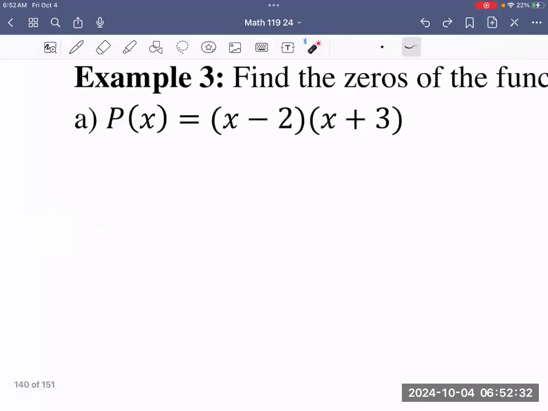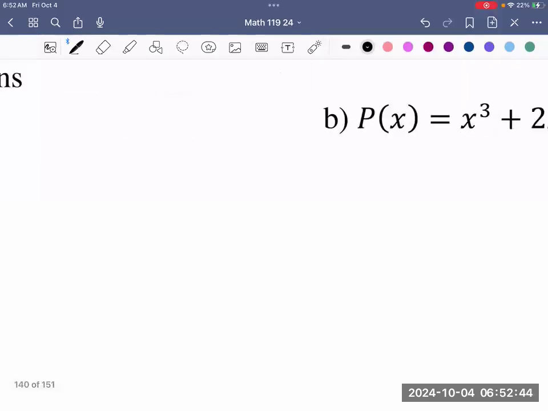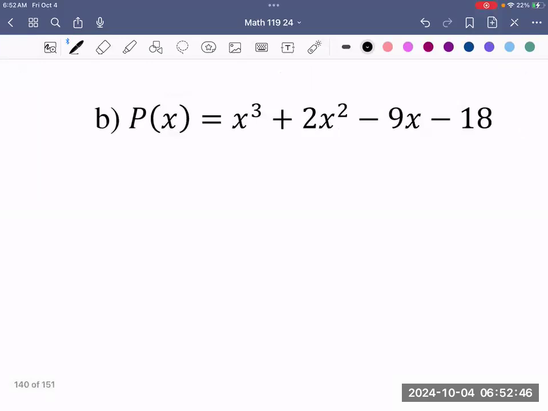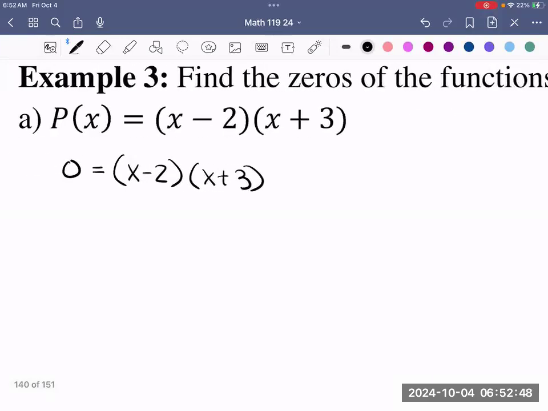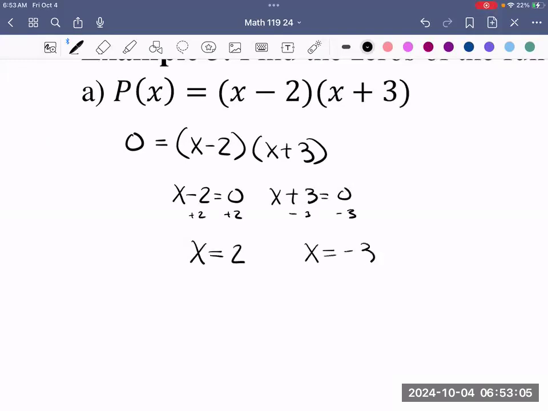So with this being in factored form, we can set p of x equal to 0. We don't have to do any of the work. We don't want to expand it and make it bigger, because then we have to go back and factor. Instead, we get to set both of your parentheses equal to 0 and solve. So we can add 2 to the other side, subtract 3 to the other side, and x is equal to 2, and x is equal to -3.